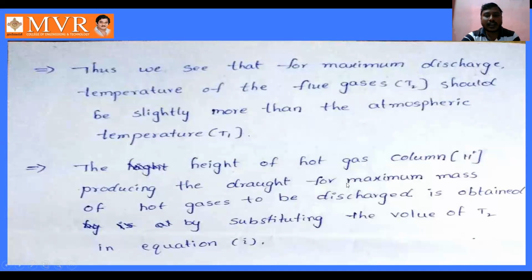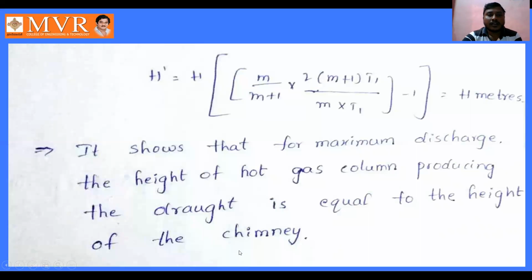The height of the hot gas column producing the draft for maximum mass of hot gases to be discharged is obtained by substituting the value of T2 in equation 1. Hence, we have got the equation for H dash. This is the equation which we have got for the height of the chimney. It shows that for maximum discharge, the height of the hot gas column producing the draft is equal to the height of the chimney.